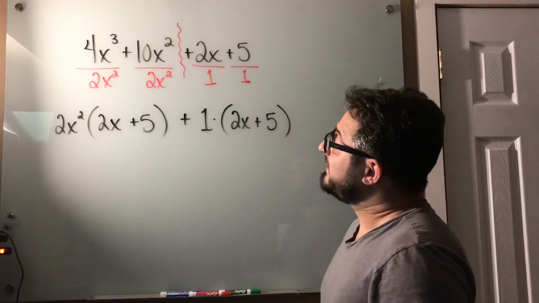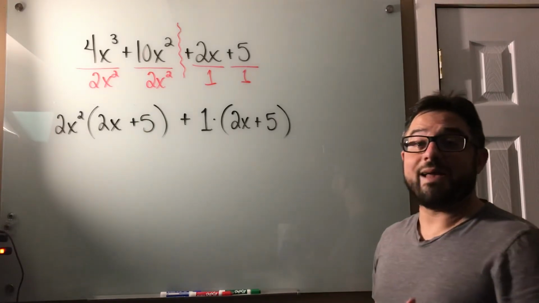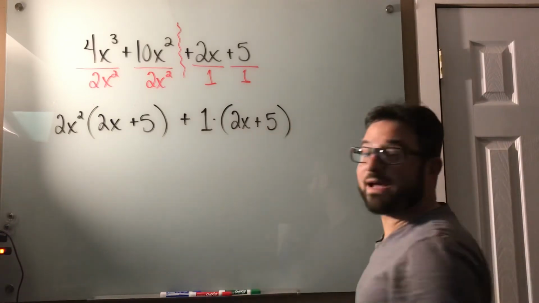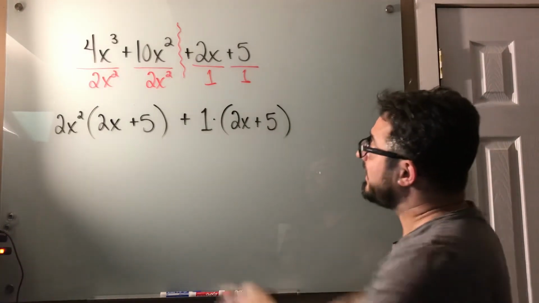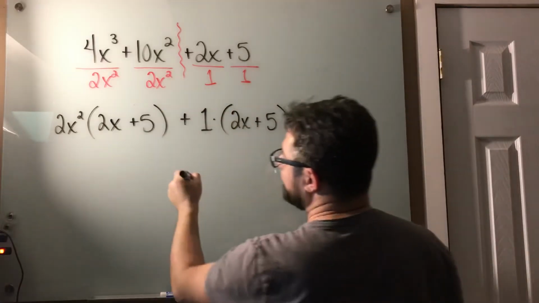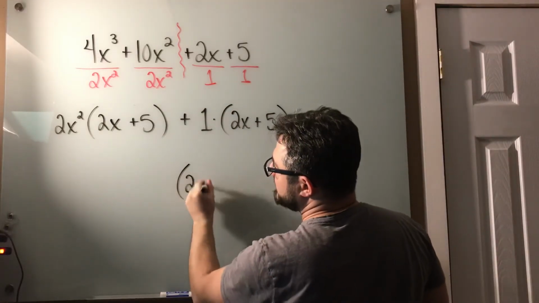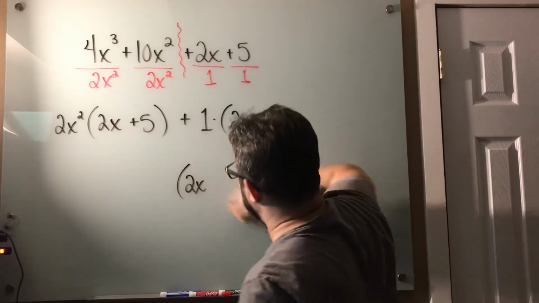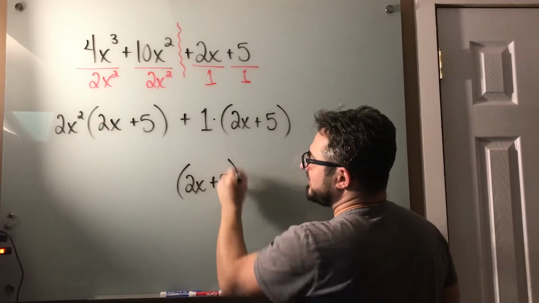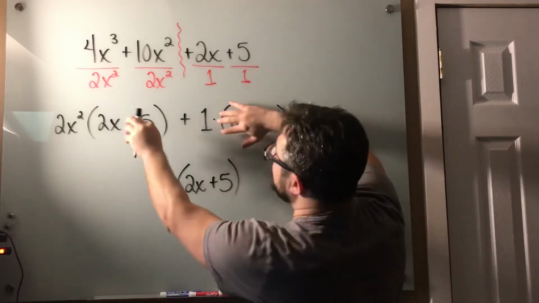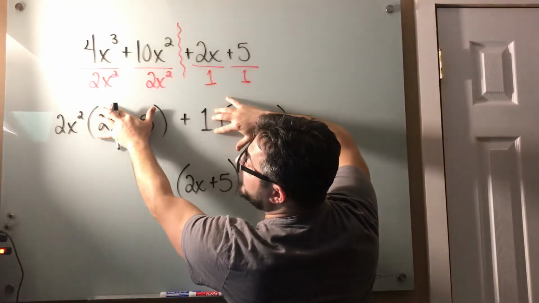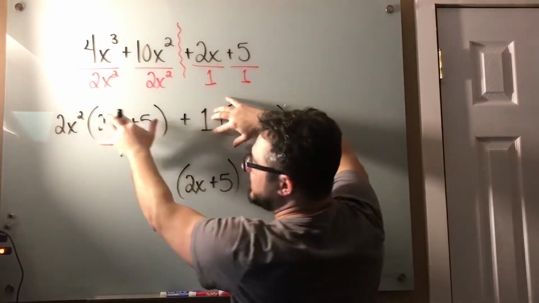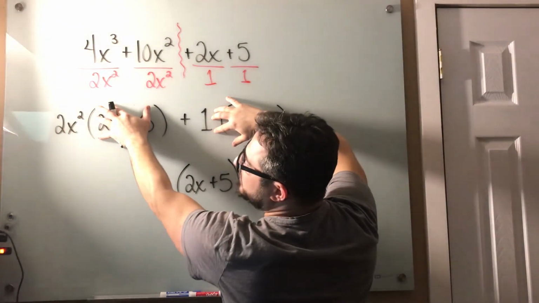The next step is to do a common factor again, but this time the common factor is the polynomial factor. So I'm going to remove the 2x plus 5 from each of these. Excuse me, 2x, not 2x squared. The 2x plus 5 from each of these, and it leaves me with 2x squared plus 1. That's why that 1 is important to write there. It leaves us with 2x squared plus 1.